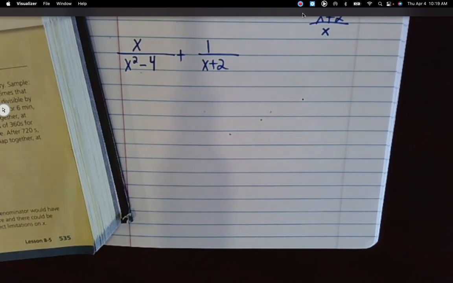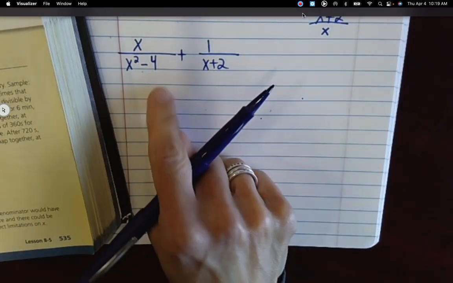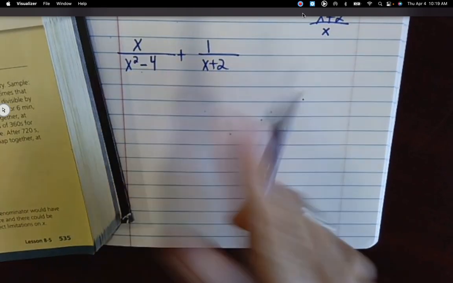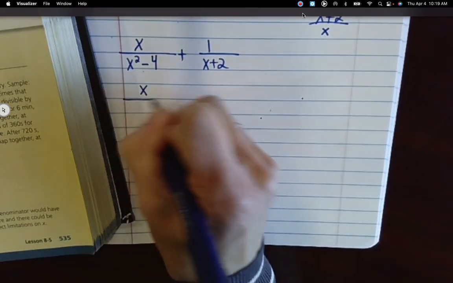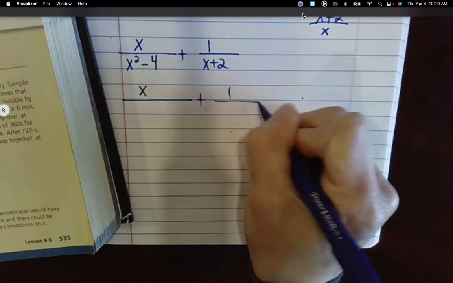I do have one that looks pretty tough. Okay. All right, so on this one, let's factor out, that's the only thing I can factor out, the bottom left. So, I'm going to write all these down.